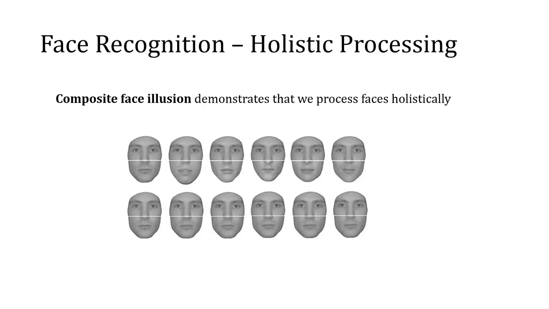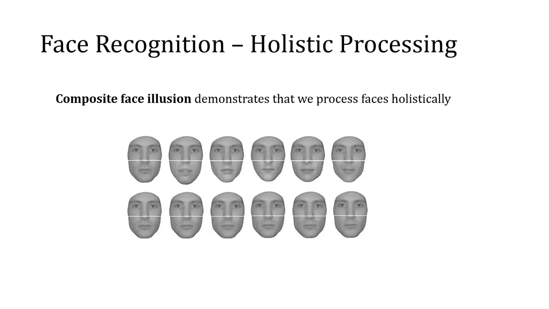In fact, the top halves are identical in both rows. However, you probably took longer or made the wrong decision with respect to the top row. The difference between the two rows is that the bottom halves differ in the top row, but they are identical in the bottom row. The top halves look slightly different in the top row because it is natural to integrate information from both halves of the faces in a holistic way.